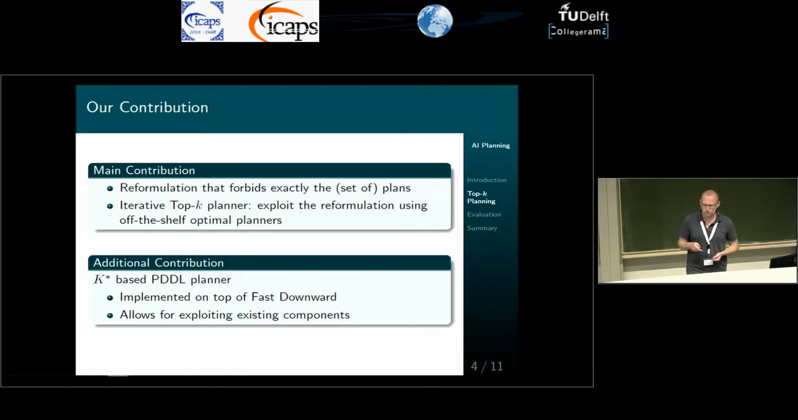So an additional contribution was to actually take K-star and implement it in a PDDL planner, because the previous implementation of K-star is on top of a SPPL planner, which is a dialect of PDDL, but we could not actually run that on IPC benchmarks. The benefit of implementing it in a PDDL planner, in particular in Fast Downward, is that now we could use heuristics from Fast Downward, and we can base our implementation on the existing A star code in Fast Downward.